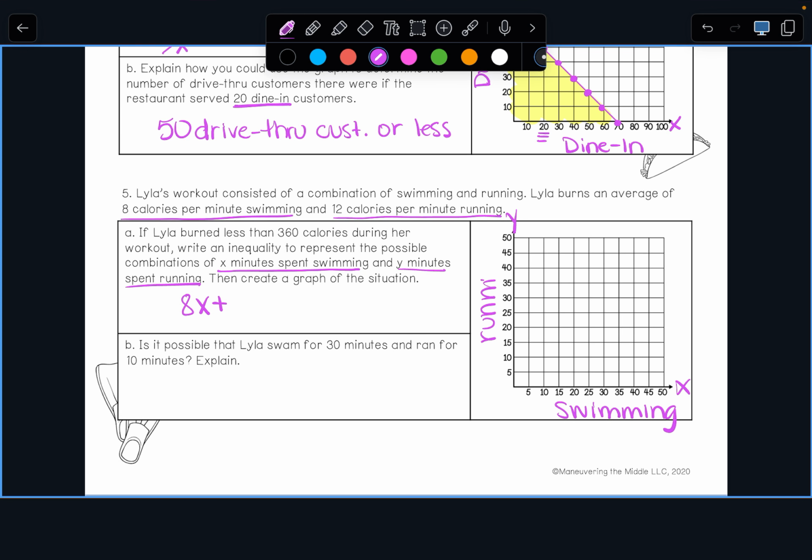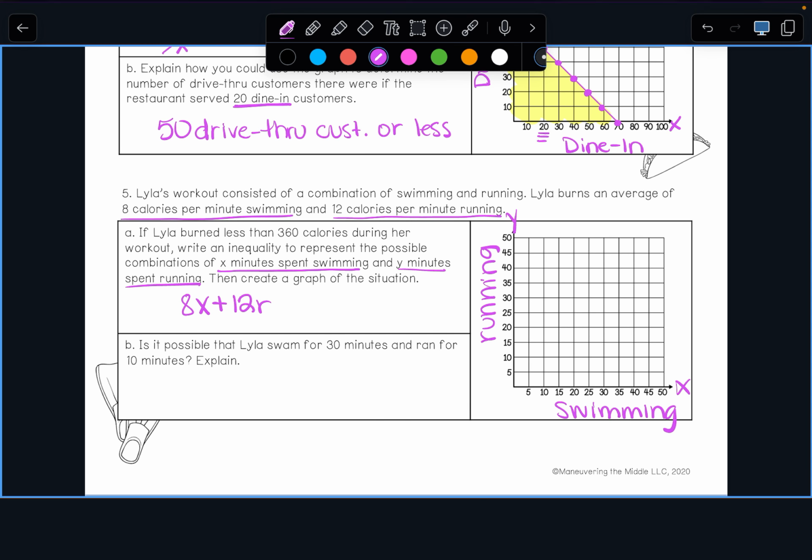It'll always tell you X or Y. Or if it doesn't tell you that X represents something and Y represents something, you assign your own letter. So I would have assigned probably not an S because an S can be confused with a 5. I would have used a random letter for swimming, and then for running I would have used an R, you know? You can assign your own letters as well. Anyway, 12 calories for running.